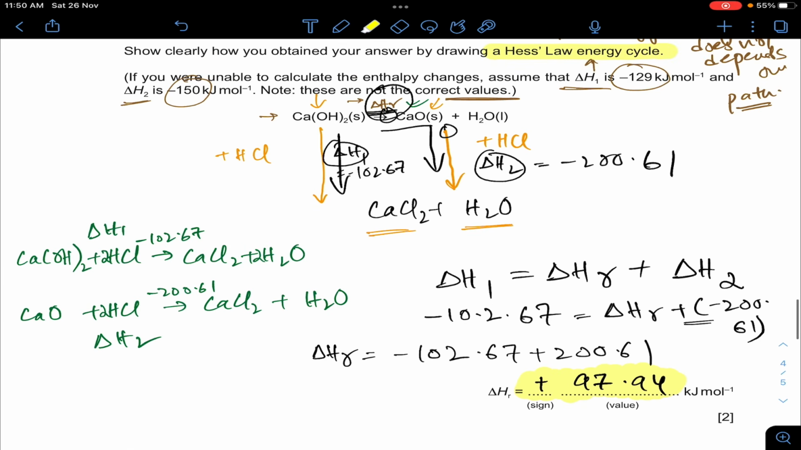And for this we have to draw this energy cycle, right? You have drawn this energy cycle and finally we get an answer. So when you draw the energy cycle, you can easily calculate the delta HR, right? By just following the arrows, we have made this equation that delta H1 is equal to delta HR plus delta H2. Delta H1 and delta H2 we already know, so we can calculate the delta HR.